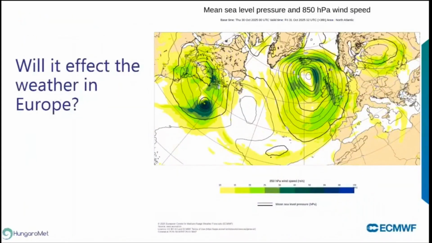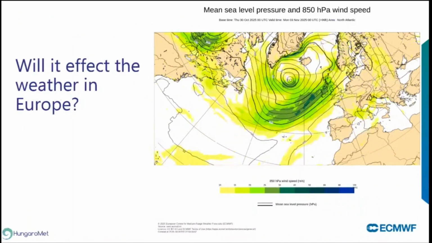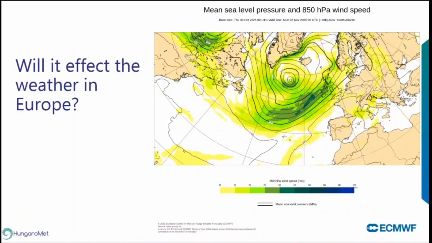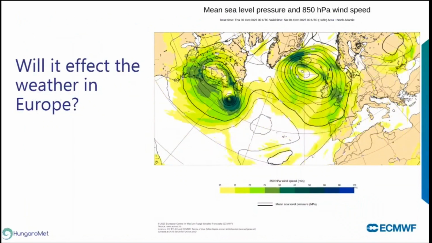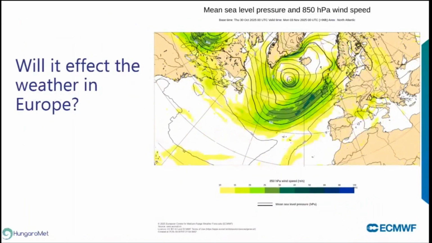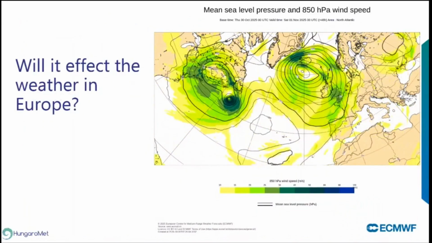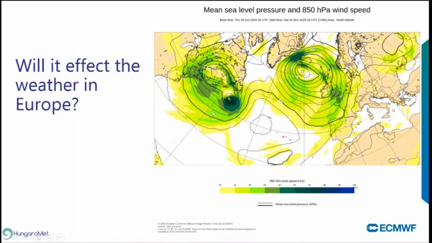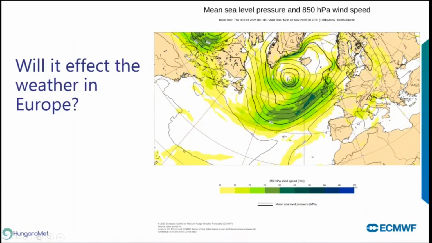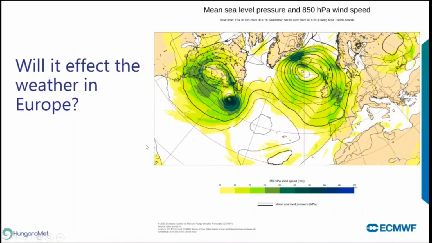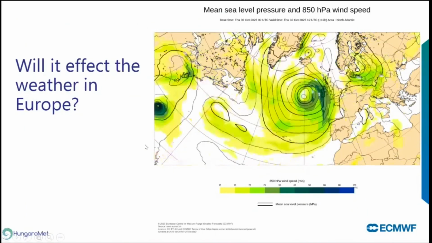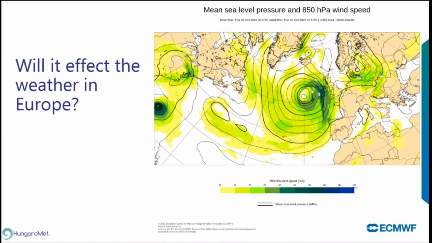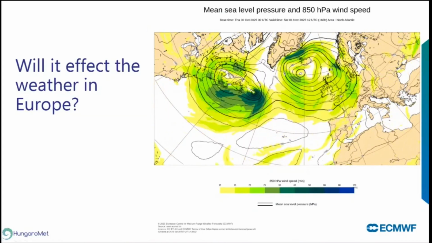And what will happen with Melissa? Will it affect the weather in Europe or not? Here we have the ECMWF mean sea level pressure and 850 hectopascal wind forecast for the next couple of days until 3rd of November. We can see Melissa moving towards Europe according to the forecast. So we will really see what will happen and how it will affect the weather in Europe.